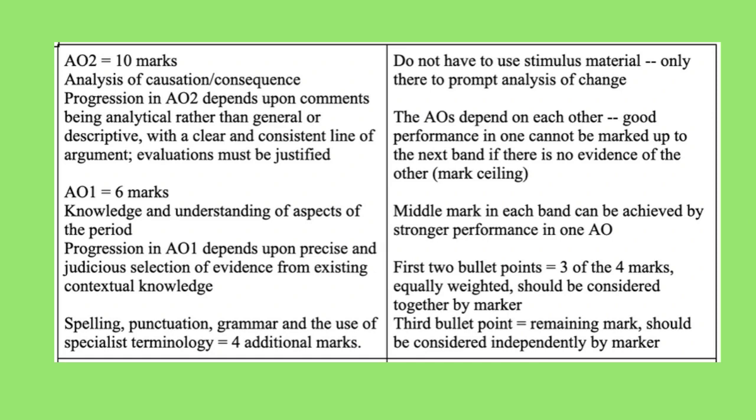Which brings us on to AO1, which is worth the next 6 marks, and that is for your knowledge and understanding of the period. So when you're explaining your judgment or how far you agree with the statement, you need to be drawing on bits of evidence from your own knowledge. That doesn't just mean writing down absolutely everything that you know. It's really important to do well in AO1 that you're picking precise and judicious bits of evidence from your knowledge to support what you're saying. That shows the examiner that you know your stuff and that you're really confident with the judgment that you've made.